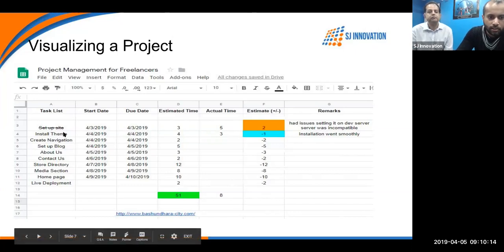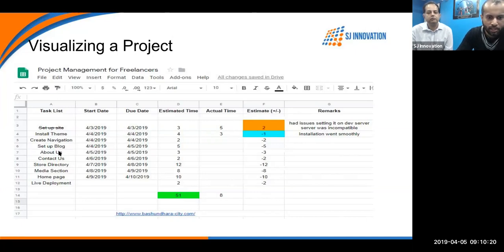So of course, then I'll install the theme. I'll create the header navigation. They have a blog section, right? So I'll set up the blog. They have an about us static page, a contact us static page. They have a store directory, that means the number of shops that they have in their building, right? Then they have a media section where they have a gallery and some videos, and lastly, everything from the different pages gets connected and displayed on the home page. And the last thing, I will do a live deployment.